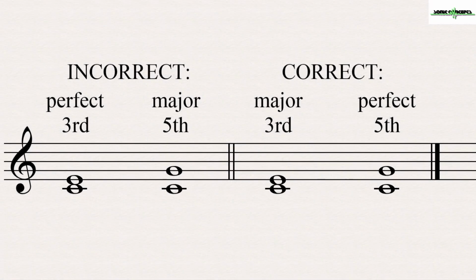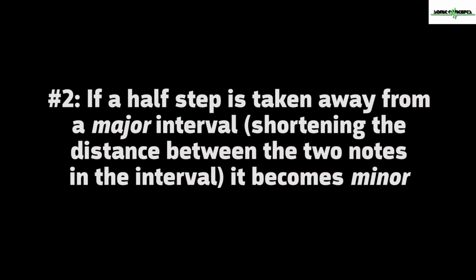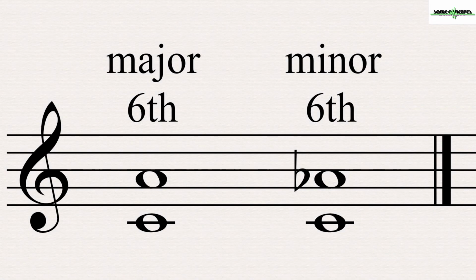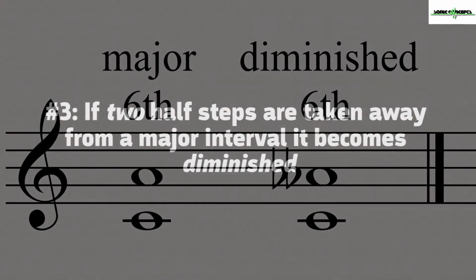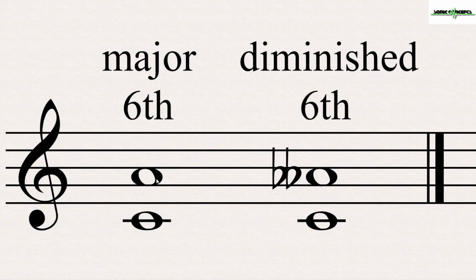For example, there's no such thing as a perfect third or major fifth. Number 2, if a half step is taken away from a major interval, shortening the distance between the 2 notes in the interval, it becomes minor. For example, a half step taken away from a major sixth renders a minor sixth. Number 3, if 2 half steps are taken away from a major interval, it becomes diminished. For example, 2 half steps taken away from a major sixth renders a diminished sixth.